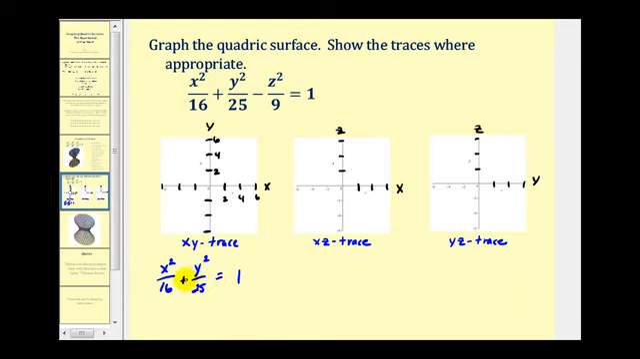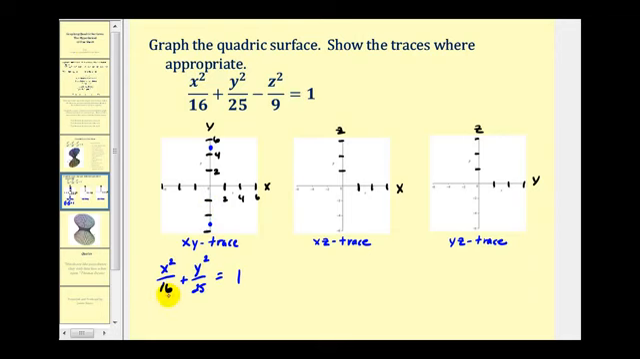And notice that the larger denominator is under the y term, so the major axis will be vertical. And this ellipse is also centered at the origin. So a squared is equal to 16, b squared is equal to 25. So since b is 5, we'll go up 5 units on the y-axis and down 5 units on the y-axis. Notice this is scaled by 2's. These will be the endpoints of the major axis.